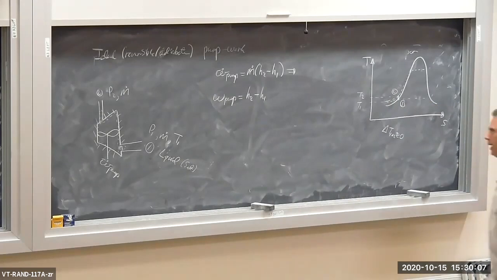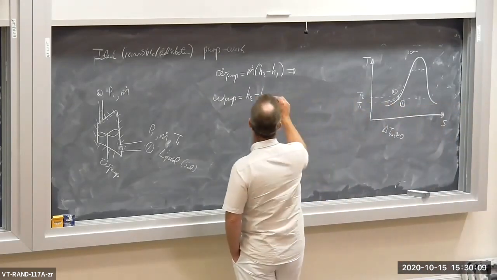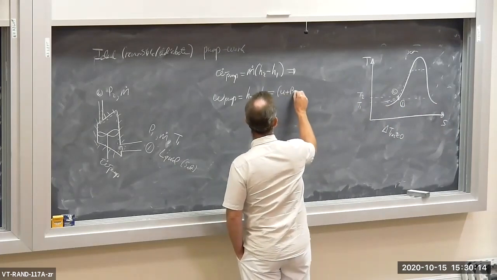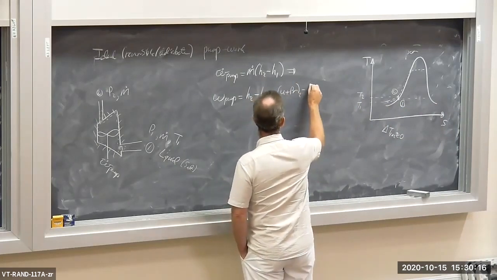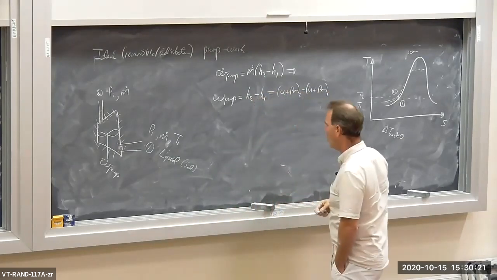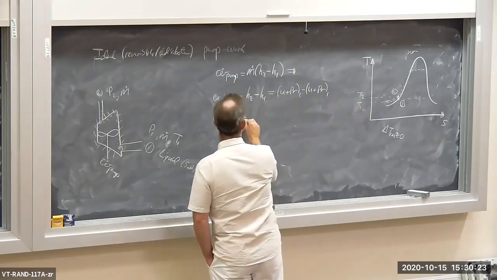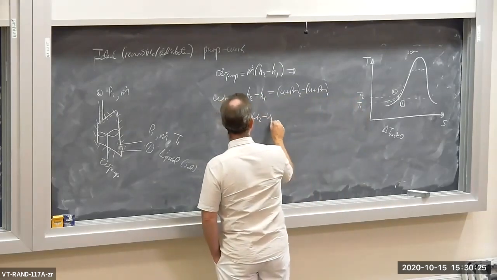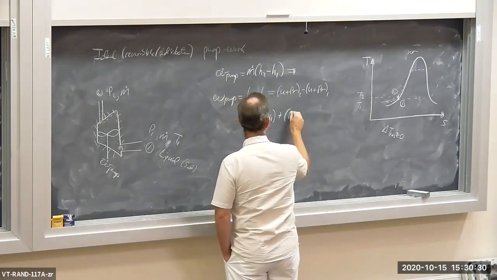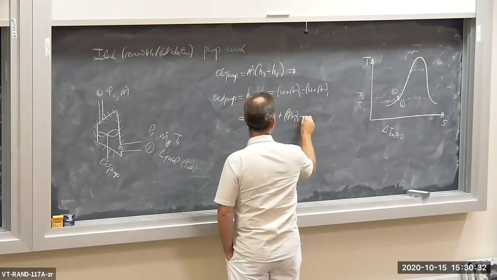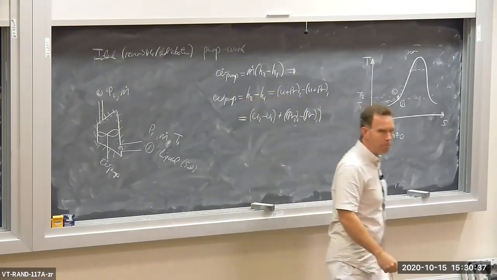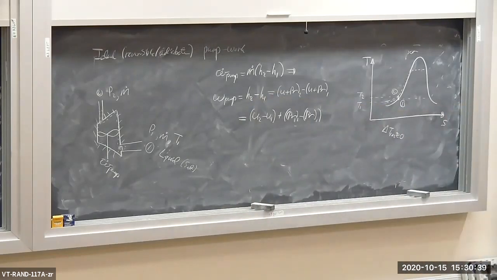Let's expand the H's and take into account the definition of specific enthalpy. So this is U plus PV at state 2 minus U plus PV at state 1. Or if you like, U2 minus U1 plus PV2 minus PV1. Okay? Just expanding the definition of specific enthalpy.